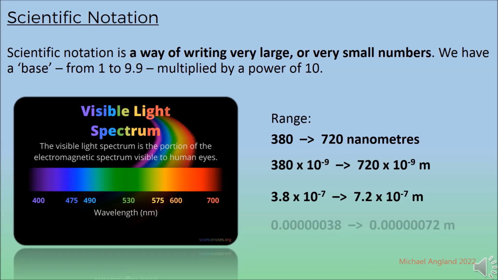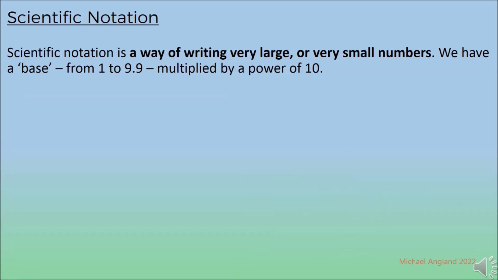So to look at those numbers as they actually are, that would be 0.0000038, ranging up to 0.0000072. So it's much easier to write these using scientific notation. And here's the final example that we'll look at.